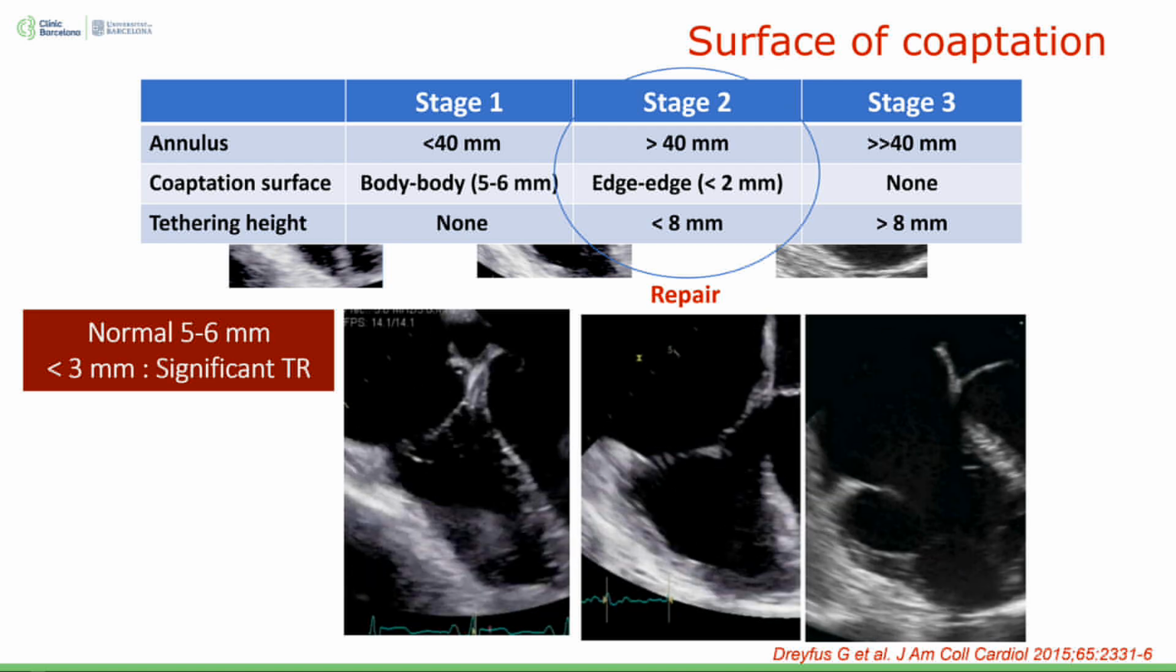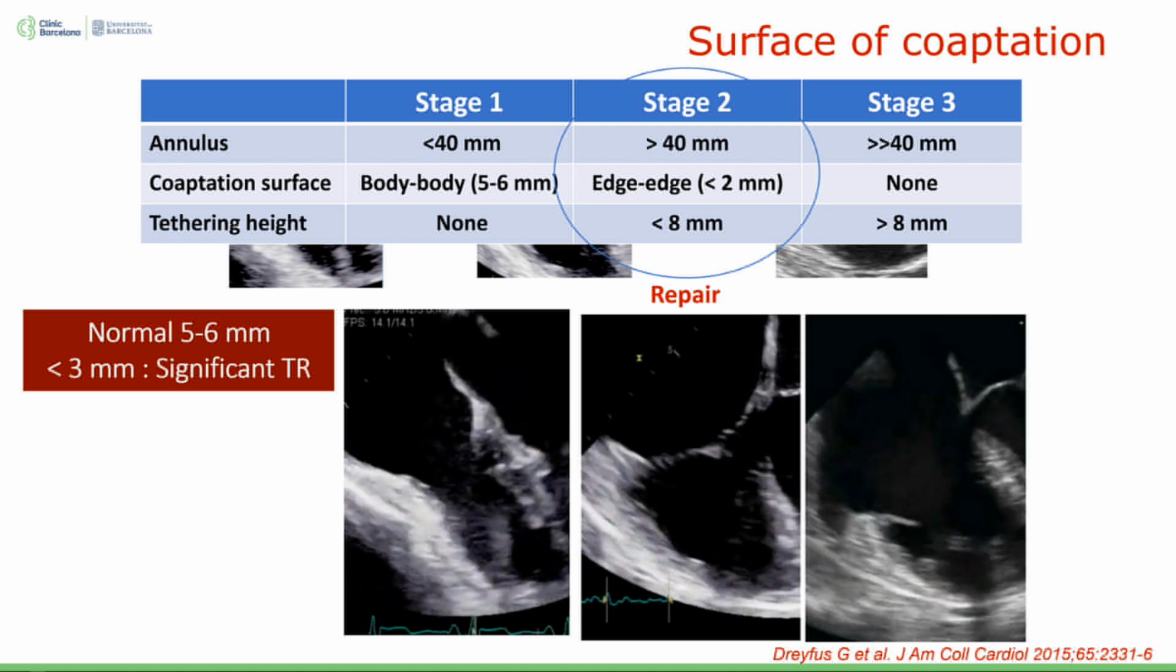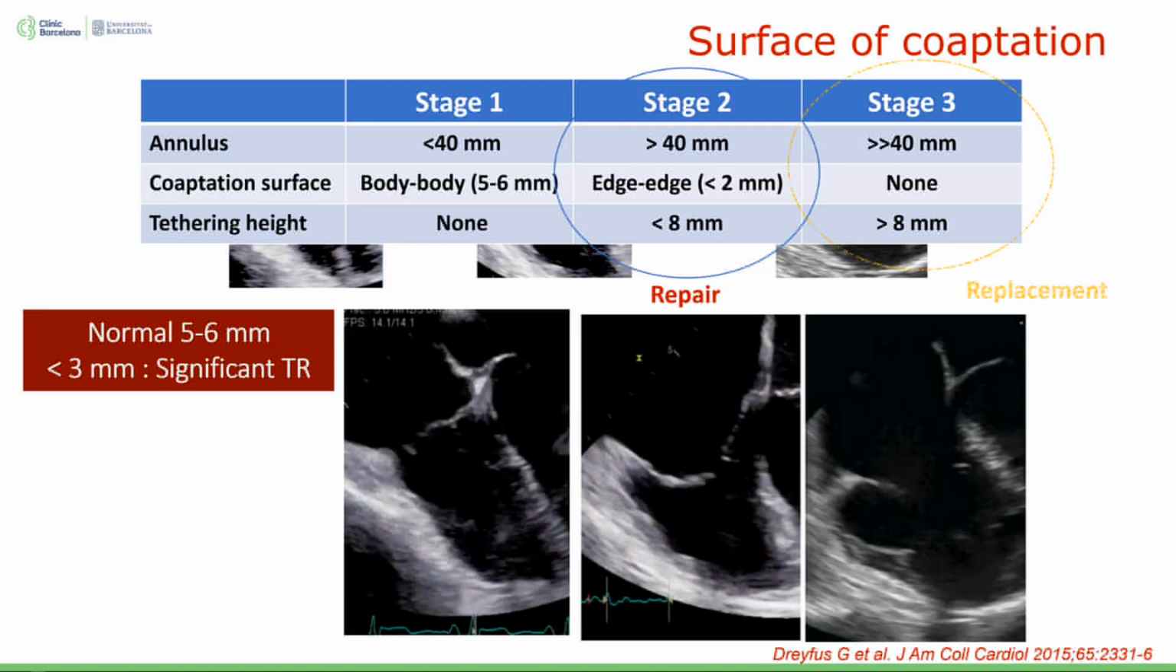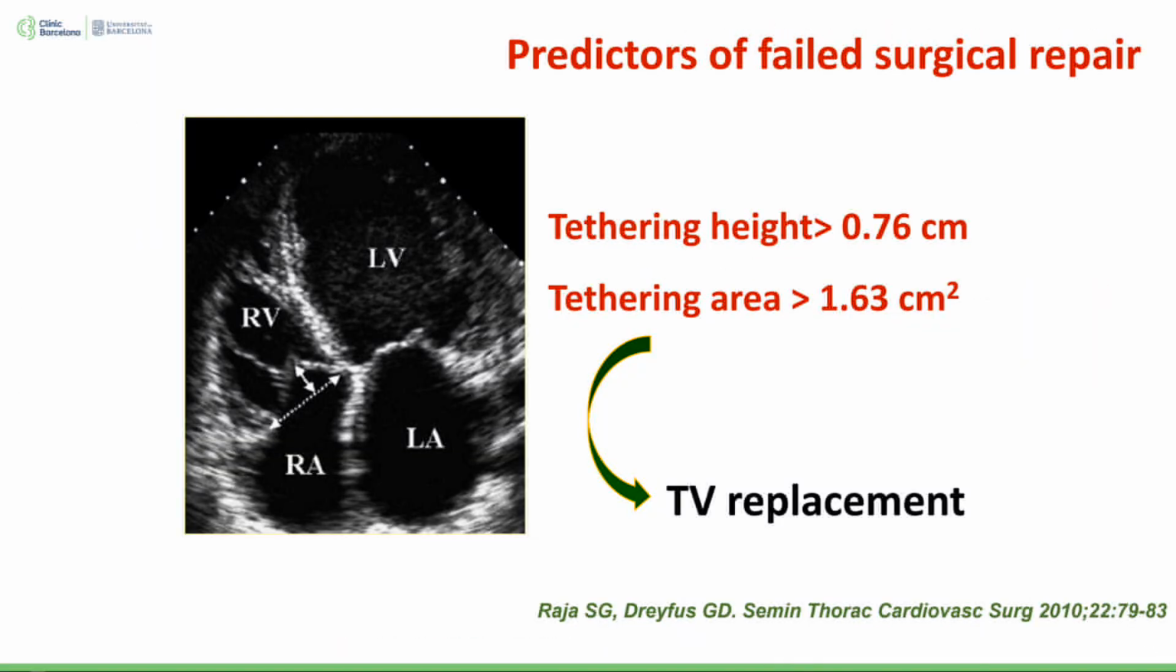So it's important to understand that, because at some intermediate stage we can still repair the valve, and this happens in surgery and also in transcatheter. But if we go to more advanced stages, we should go for replacement. This was already established for surgical techniques, but it's the same for transcatheter. This was a proposal on some thresholds for the height of the tethering of the leaflets in the tricuspid, where the surgeon should replace the valve because annuloplasty alone was probably not enough in the long run to make the valve competent again.